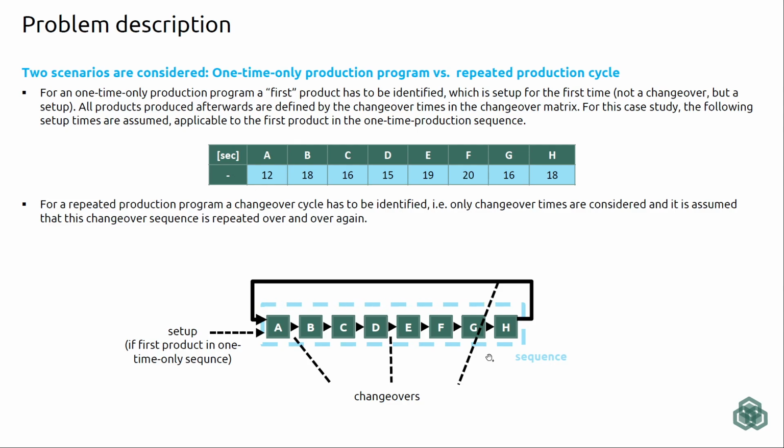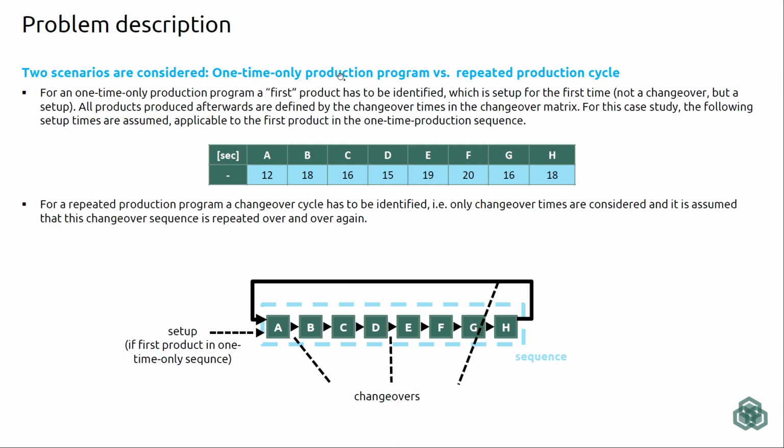So the solution to this problem is not the sequence that you can see here. But let's assume that this would be the optimal sequence. Then after you produce product H, you would then change over to product A and start a new sequence. That would be the repeated production cycle.